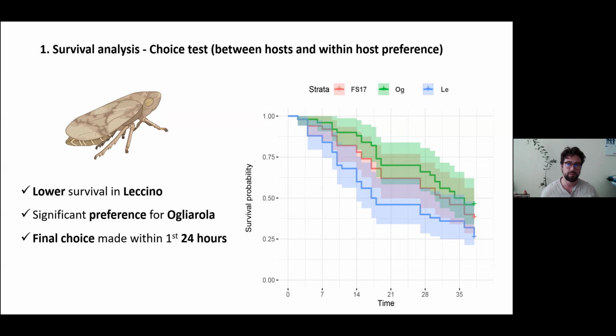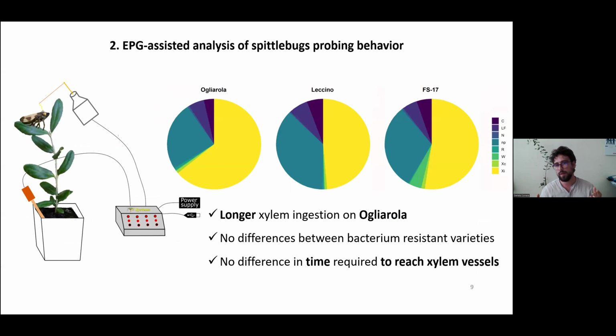Another interesting observation comes from the mortality rate of Philaenus. During these 38 days, where Philaenus were forced to feed on a single plant, there was a higher mortality risk on Leccino plants. More Philaenus died on Leccino compared to both FS17 and particularly Ogliarola, where the mortality risk was significantly lower. And this observation is consistent with the EPG data.